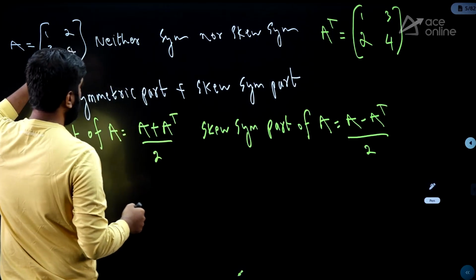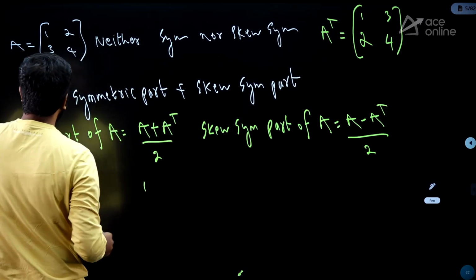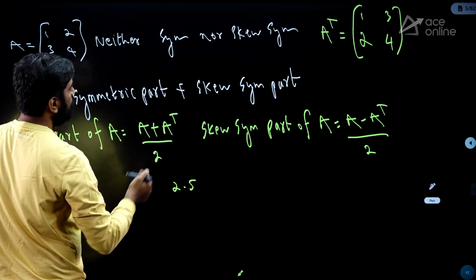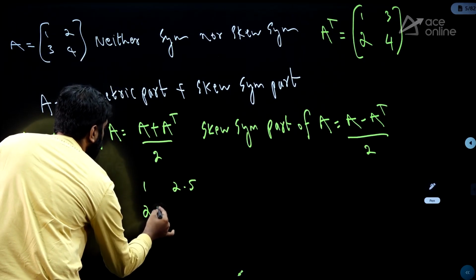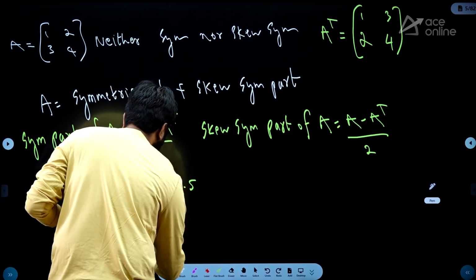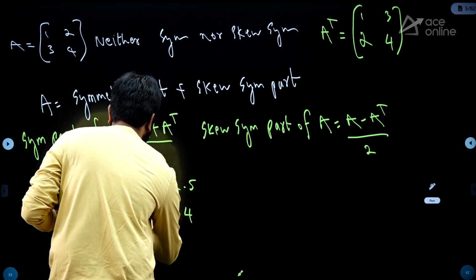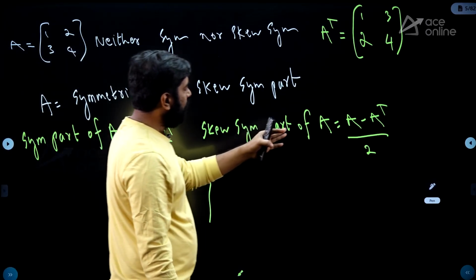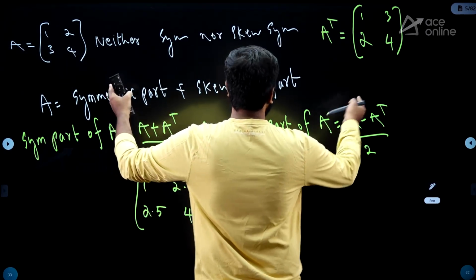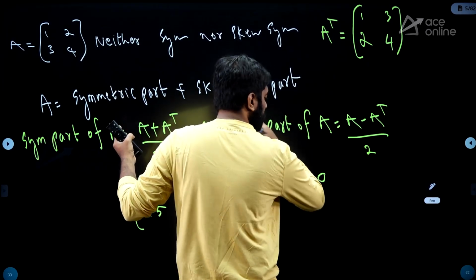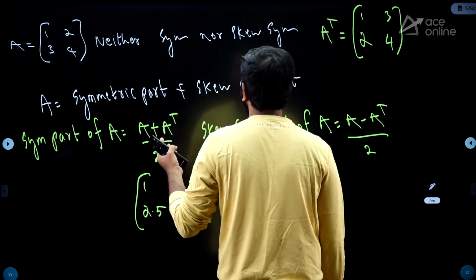Add them. 1 plus 1 by 2 is 1. 2 plus 3 by 2 is 2.5. 3 plus 2 by 2 is 2.5. 4 plus 4 by 2 is 4. This is called the symmetric part, students. Similarly, find the skew-symmetric part, where I subtract and then divide by 2. So 1 minus 1 is 0. I'm happy, since principal diagonal elements must be 0.